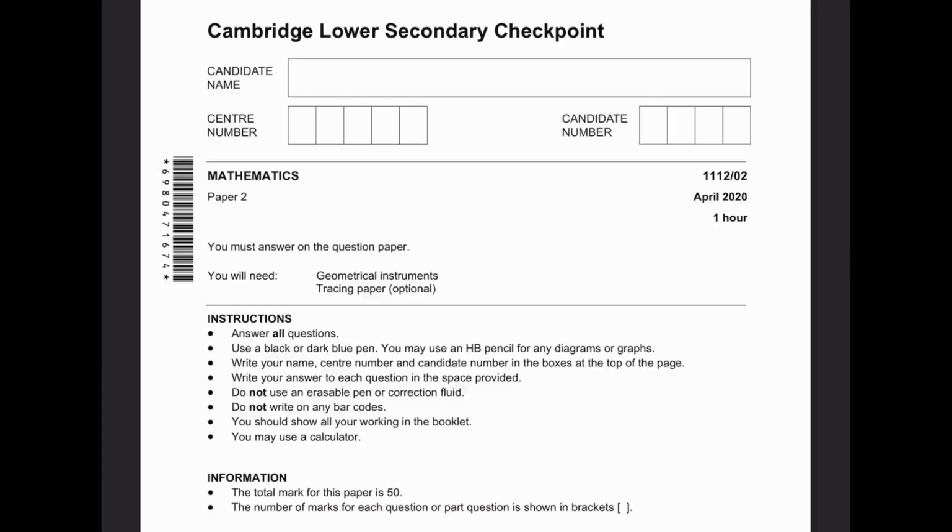Today we are going to discuss the Cambridge Lower Secondary Checkpoint, Paper 2 for Mathematics, April 2020. Let's start.